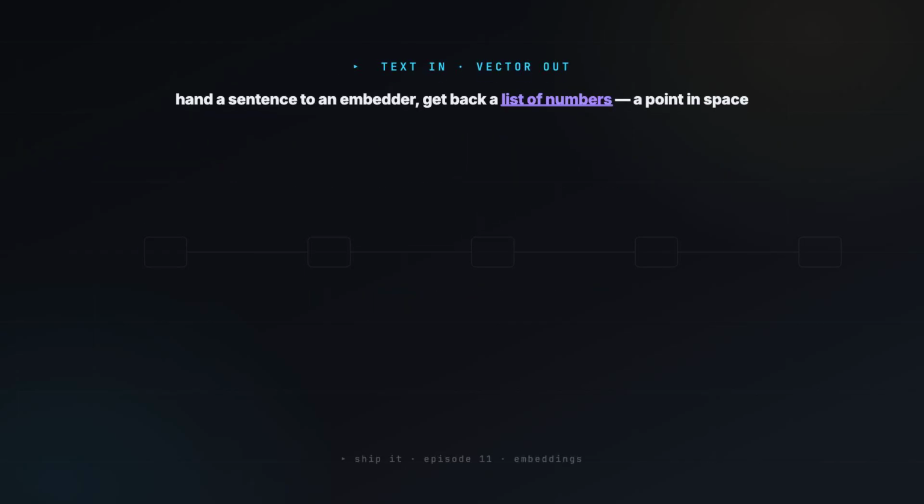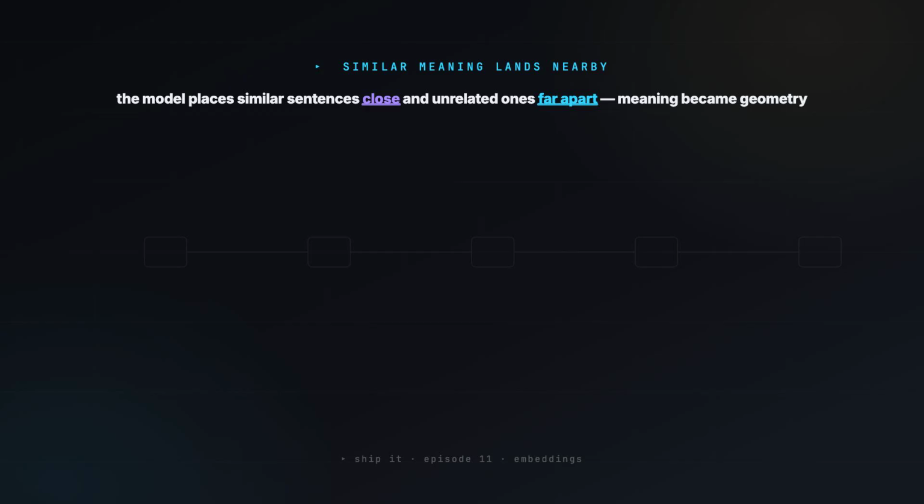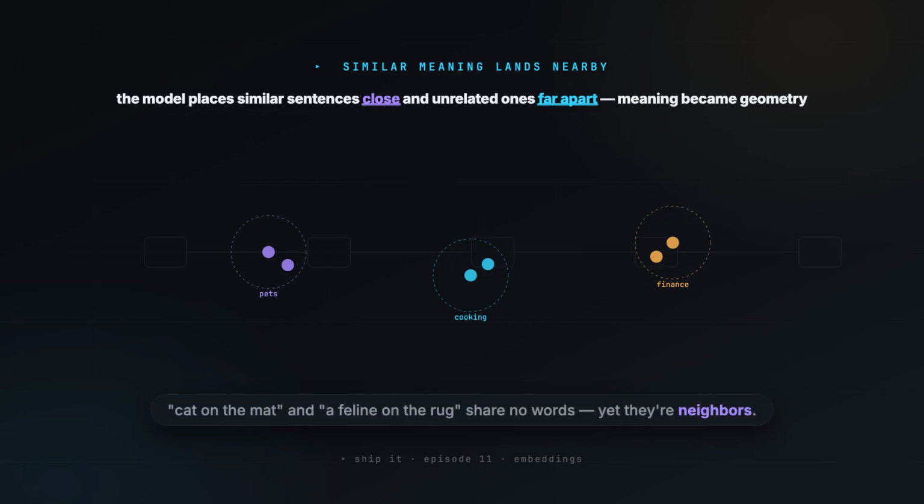The trick is to stop treating text as text. You hand a sentence to an embedding model, and it hands you back a list of numbers, a vector, a single point floating in a few hundred dimensions. That's all an embedding is, an address in meaning space. And the addresses aren't random. The model was trained so that sentences with similar meaning land near each other and unrelated ones land far apart. "The cat sat on the mat" and "a feline rested on the rug" share almost no words, yet they end up neighbors. Meaning became geometry.